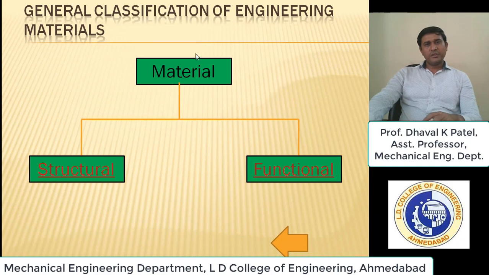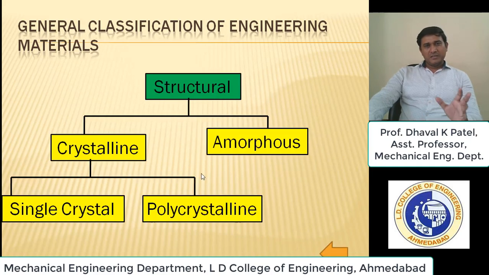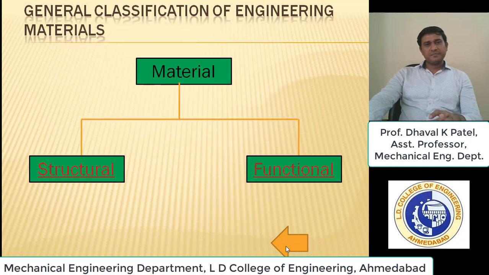Now, according to the structure, according to the atomic arrangement, materials are classified with the service requirement. Uska requirement kya hai? Functional requirement ke hisab se material ko classified karna hai. Structural requirement ke hisab se aapko material classified karna hai. So this is the structural requirements and functional requirements.